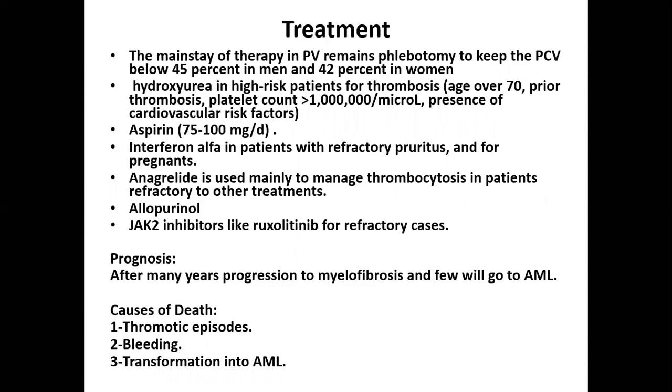Alpha interferon is used mainly to decrease refractory pruritus, and also it is suitable for the treatment of a pregnancy with polycythemia vera. The other drug named anagrelide is used mainly to manage thrombocytosis that is resistant to other treatments. It does not change the size of the spleen. Allopurinol is important because it decreases hyperuricemia.